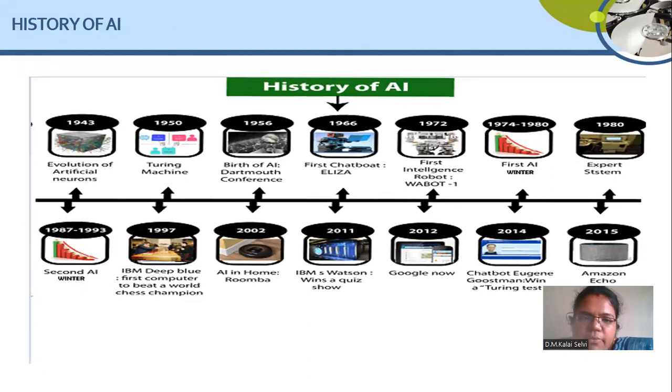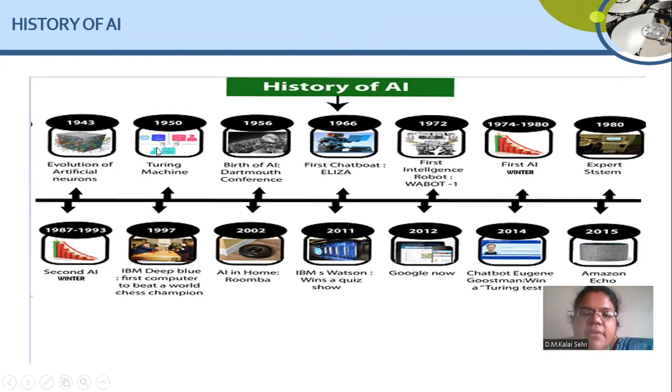Next is the history of AI. It started before 1950. In 1943, the first development was the evolution of artificial neurons. A neuron is the basic unit in the human brain. In 1943, each neuron was replaced by an artificial neuron, so that the machine would work in the same manner as a human brain, with an artificial brain made up of artificial neurons.